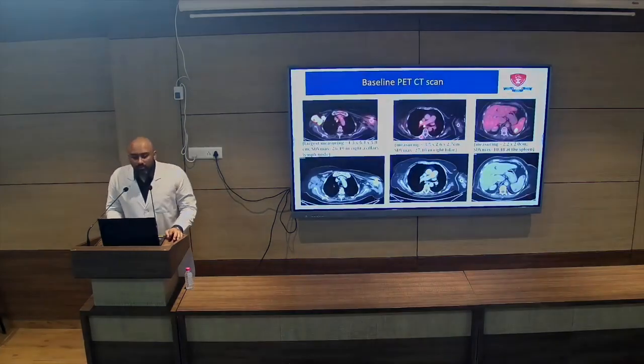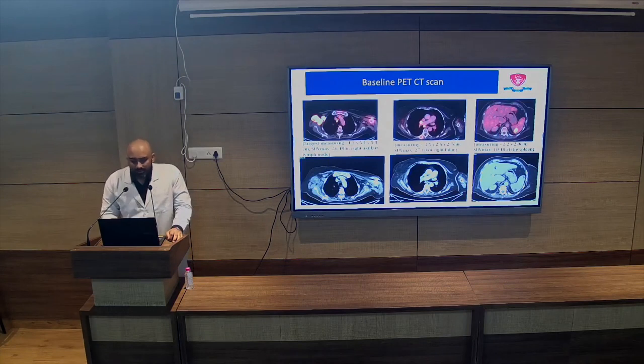Now coming on to the axial sections of the fused PET CT and CT images, there were FDG avid multiple enlarged and confluent lymph nodes in the right axillary as well as the mediastinal region, and a few hypodense FDG avid foci in the spleen.